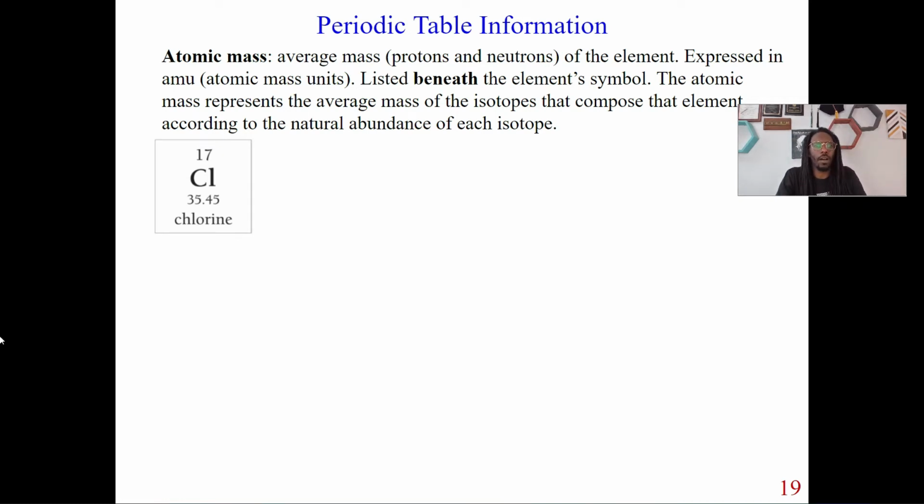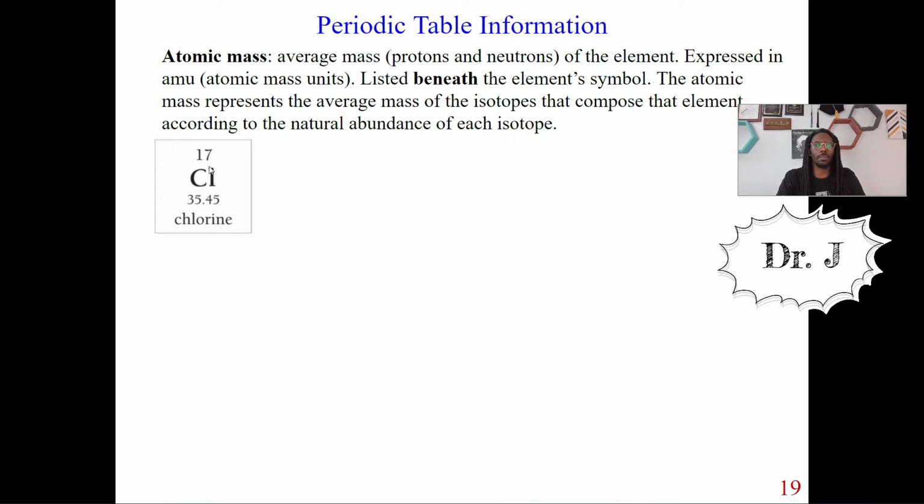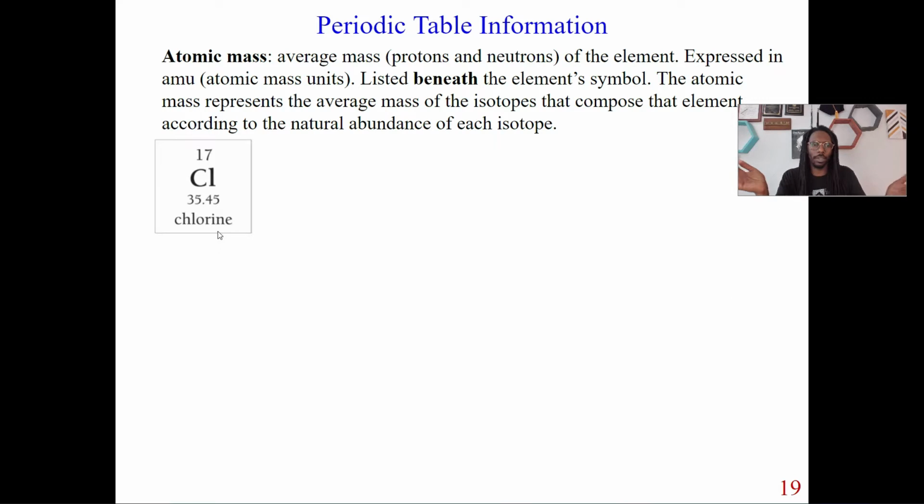Okay, so far with the periodic table, we talked about atomic number. Atomic number, once again, is how many protons you have for your element. And then we talked about the name and symbol, right? So in this case, we're looking at this element here. This is telling me the symbol Cl, the protons. It has 17 protons, and the name of this is chlorine, right?